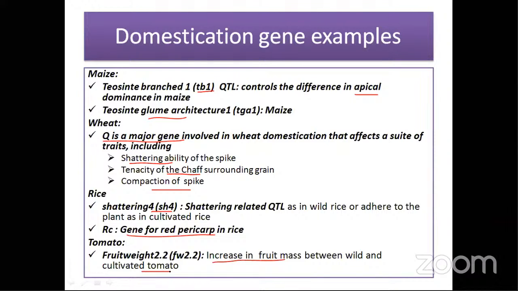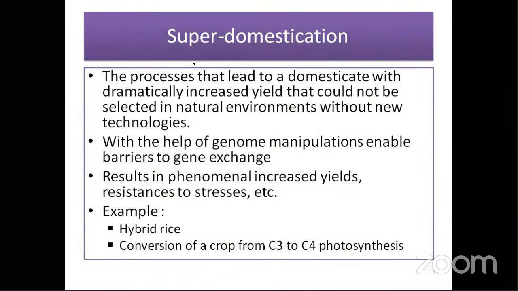So that is not good for us. No, we want it in a particular weight, or at least a standard weight. So this fruit weight gene helps in the increase in the fruit mass. Then there is another term that is called super domestication.